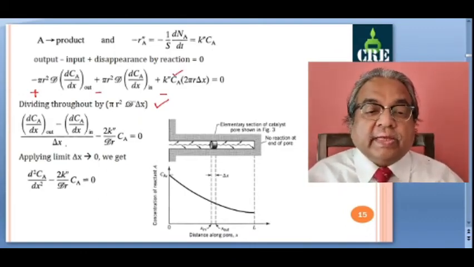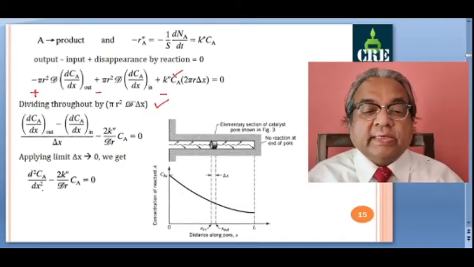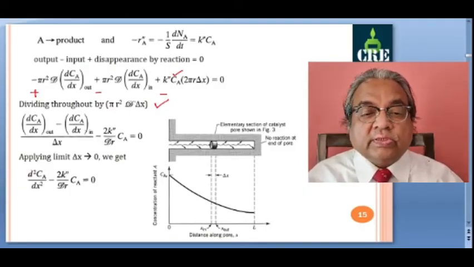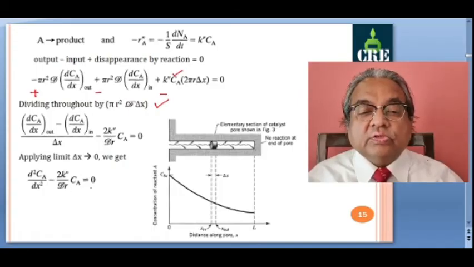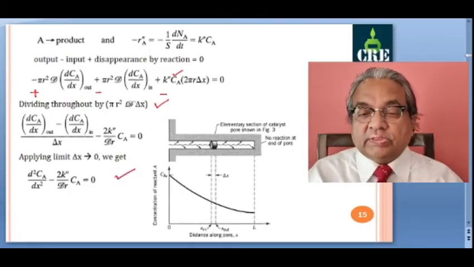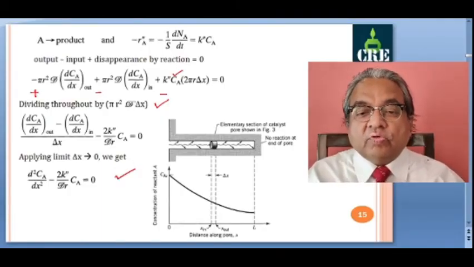Now with delta x tending to 0, if I apply the definition of the derivative, this first derivative will become the second derivative d2Ca by dx square, and this term, minus 2k double prime by Dr into Ca, is equal to 0. So we have formulated this second order differential equation, which we have to solve with the proper boundary conditions.